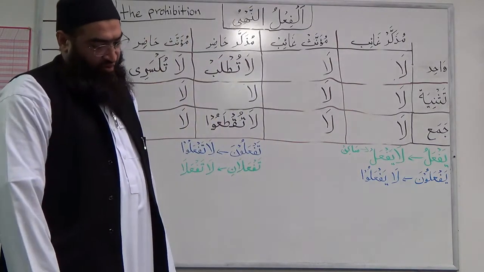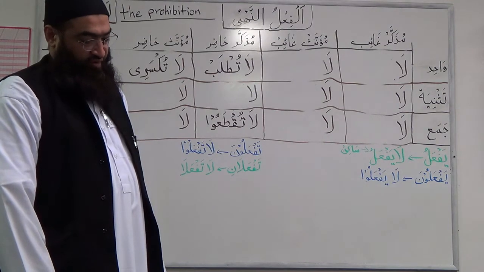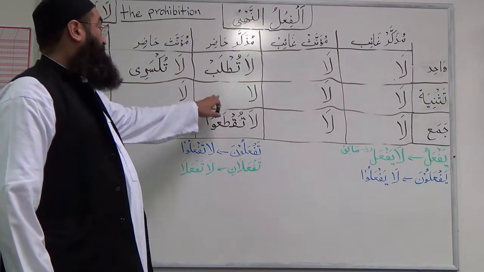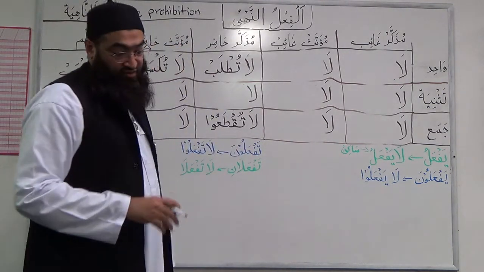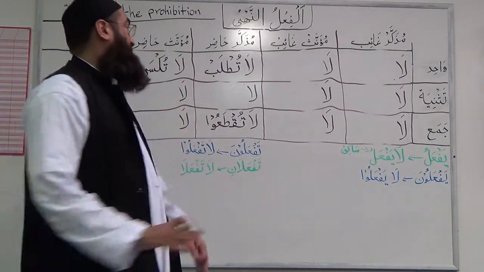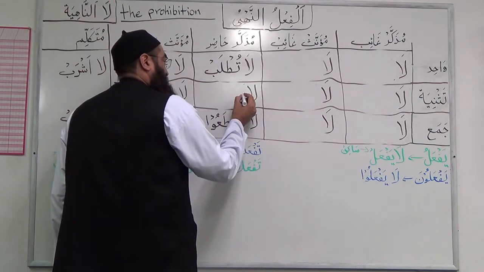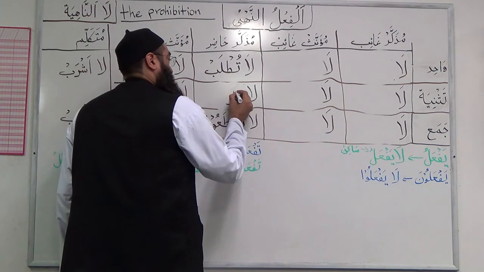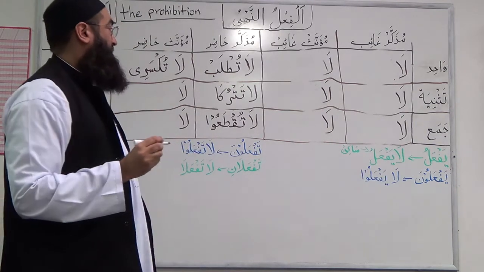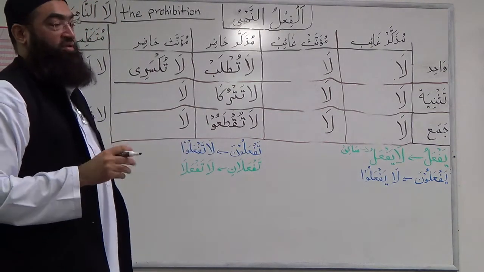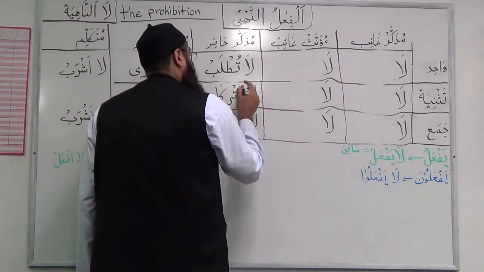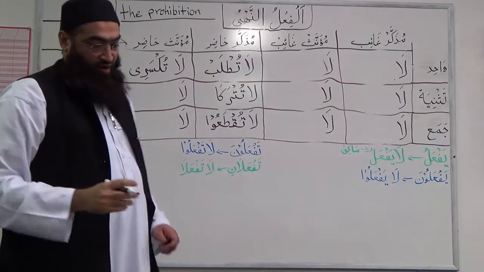Alright, last example is don't leave. So let's say, alright, you two men don't leave. Taraka yatruku means to leave it. Don't leave it. La tatruka. So it becomes like that, right? And now all you two men don't get left. La tutruka. Good. Easy as that. Alright, so we got majhul down.